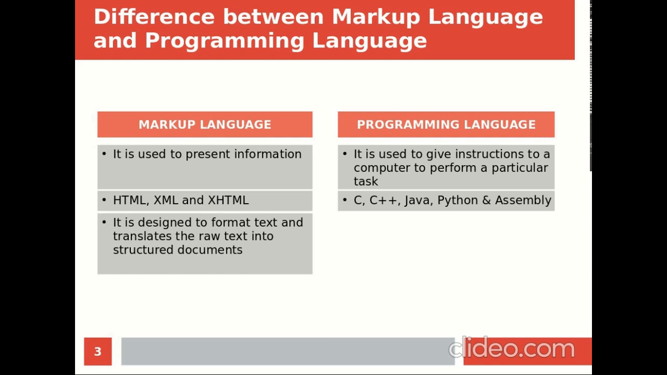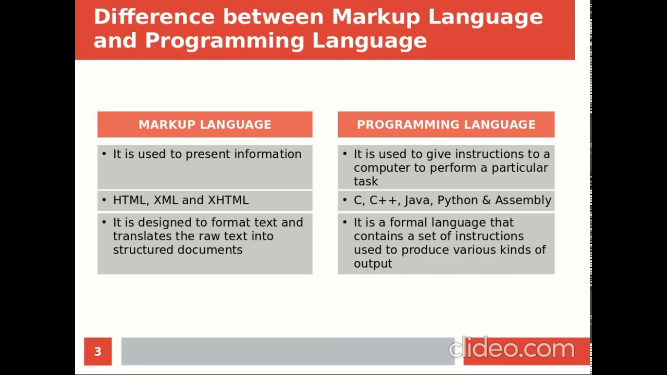You can see the text and many of you have worked with Microsoft Office. So what do you exactly do there? You just write text along with some images or graphics. So you do exactly the same in a web page. So that is a markup language. Programming language is a formal language that contains a set of instructions used to produce various kinds of output. So the alert box, which I explained earlier in this part of the video, is the output.